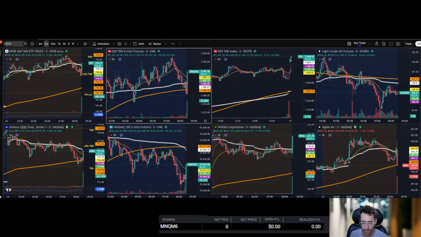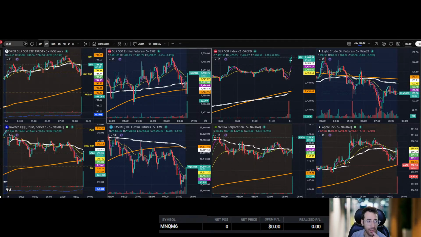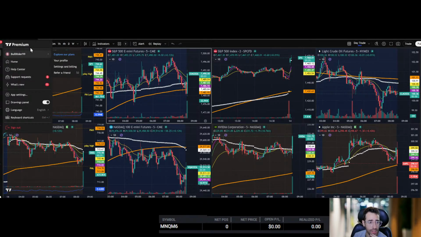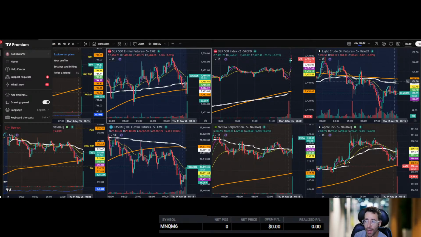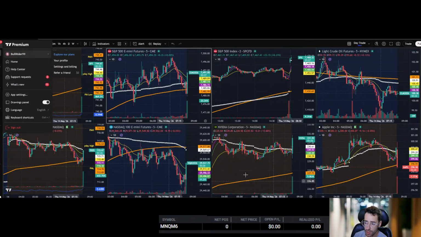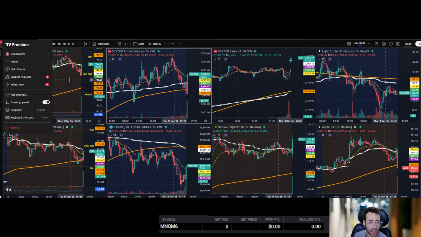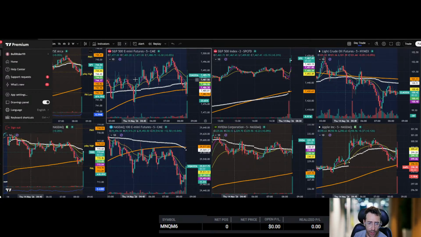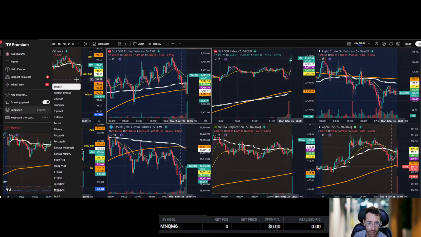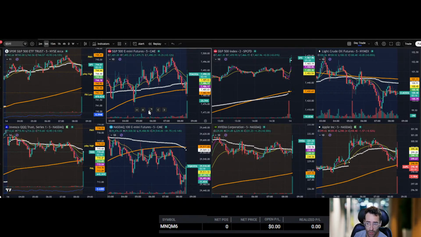Yeah. So the software is called TradingView, and I get the premium membership because with the premium membership you can have all these charts up. With the regular membership, you can't. I think you can only have 4 of them, and it's important to be able to have more than 4.